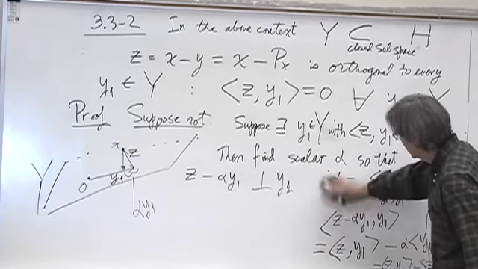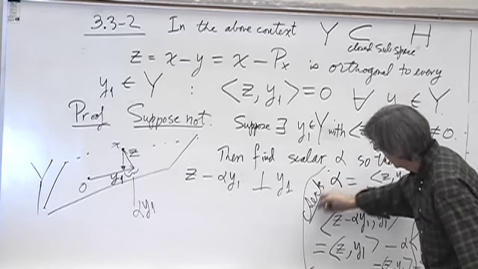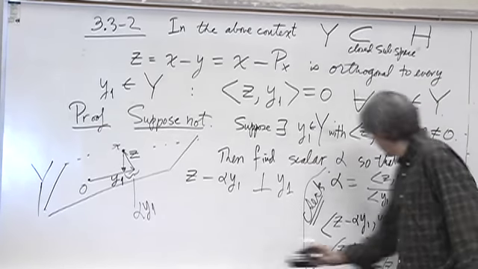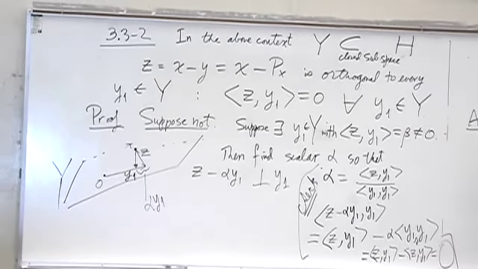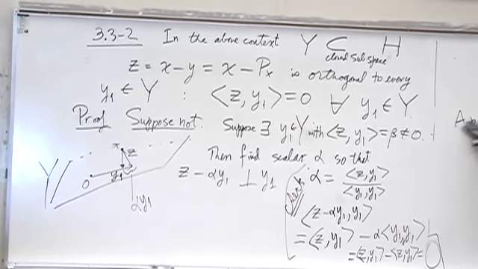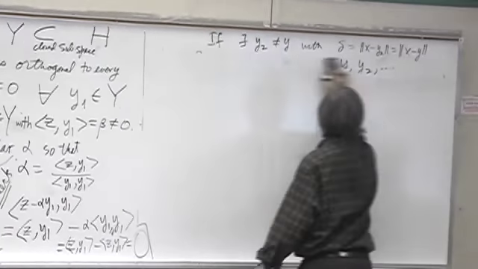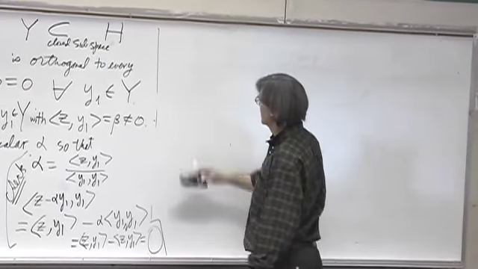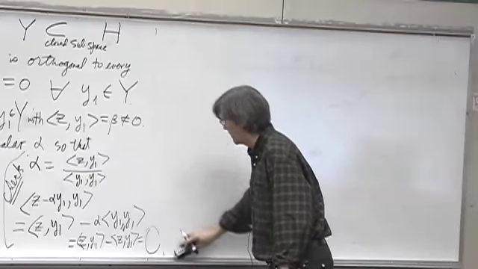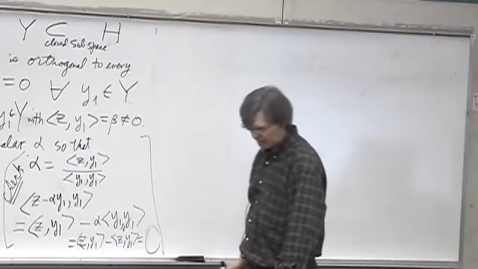So this is the check. I can do that. So that's been checked. Now, how is that going to give me a contradiction?